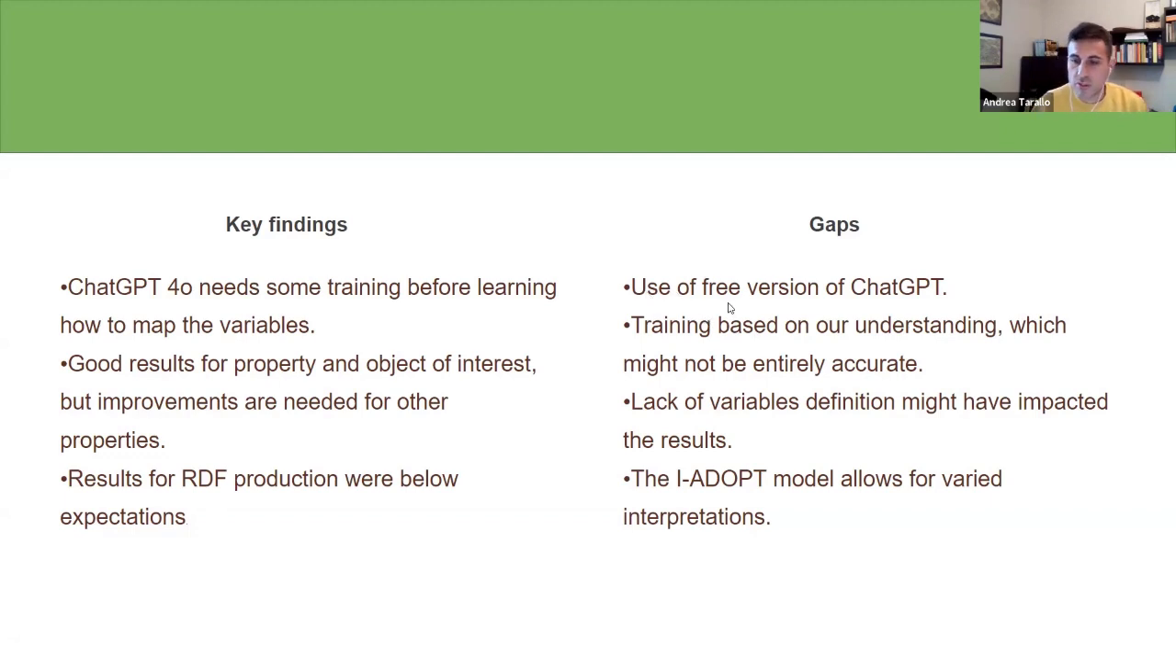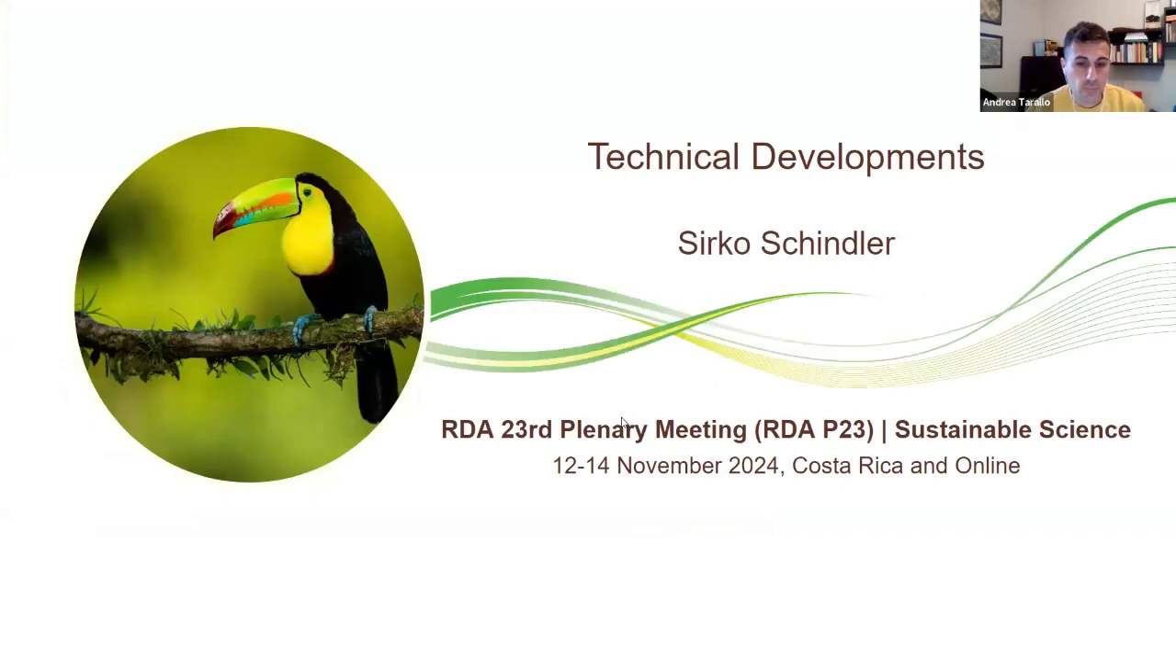Of course, we used the free version of ChatGPT, so we don't know if the paid version can perform better. Also, the training was done on our understanding of the model, which might not be entirely accurate. Also, as I said, we did not include the definition in our interaction. This might impact the results. And finally, the IDOP model allows for, let's say, different interpretations. And I think that when it comes to interpretation, this is in general what AI misses. So that's all for me. Thank you.